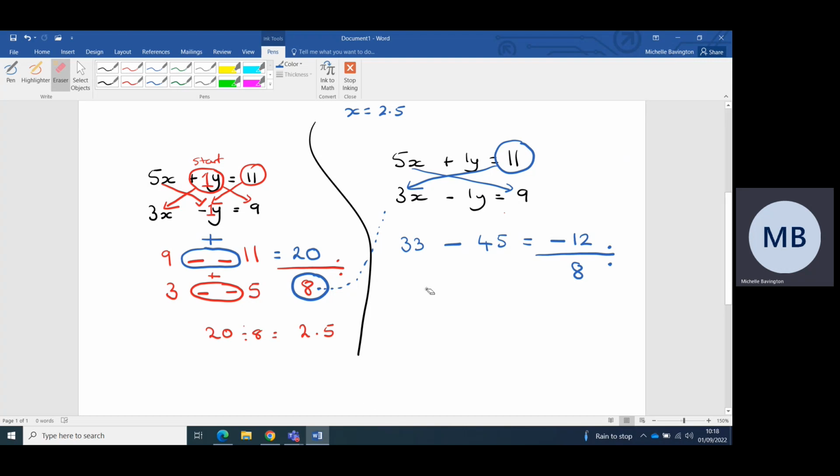Two signs, don't. How many signs have we got? One. One sign. There's not a sign here. There is, but there isn't. Yeah. One sign, keep it. Got to keep it. So it's going to be a negative. One sign, keep it. Two signs don't. So now we've kept it. So now we've got 12 divided by 8, which is negative 1.5. So that means y equals negative 1.5.